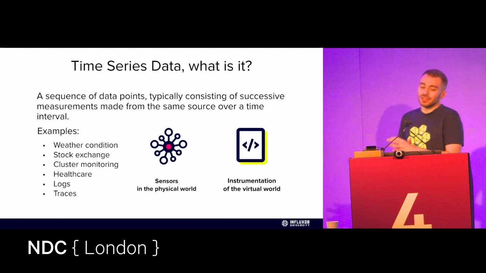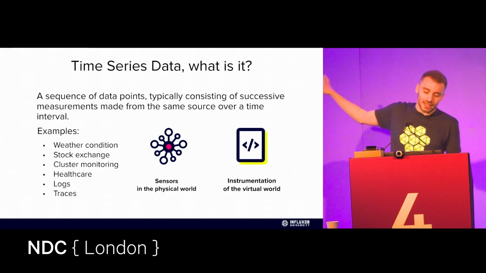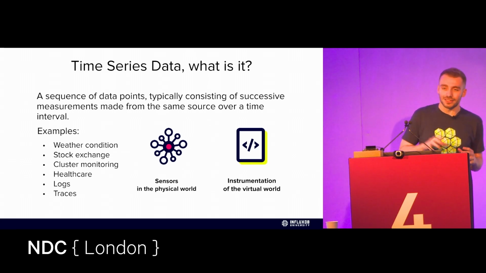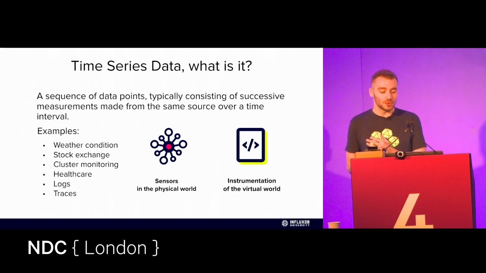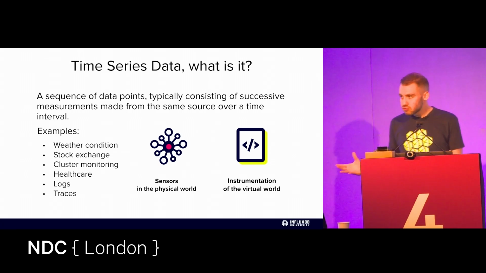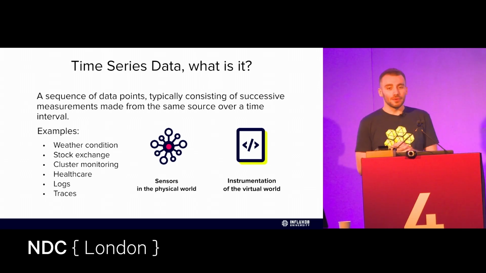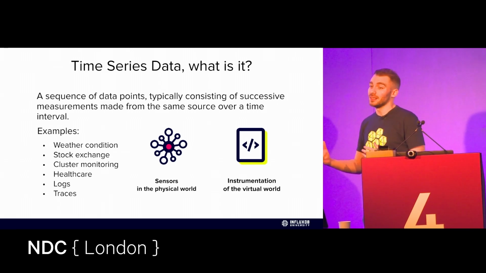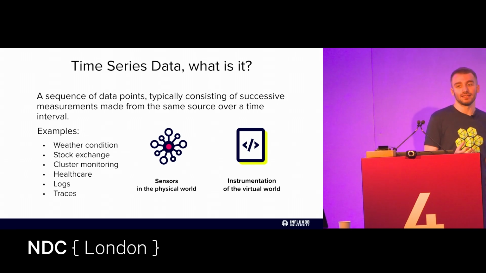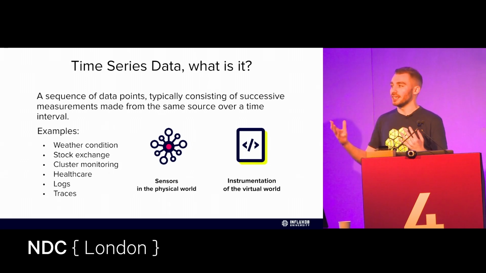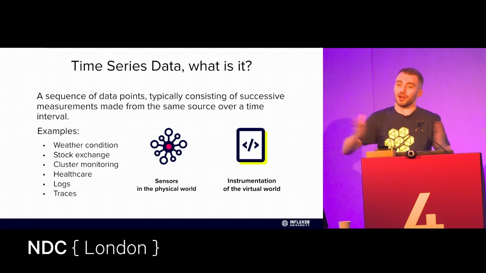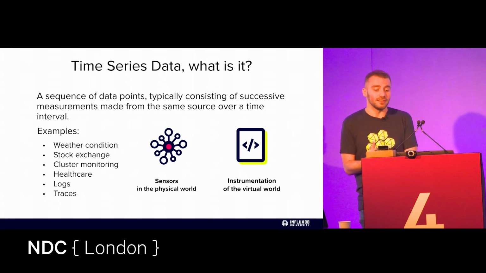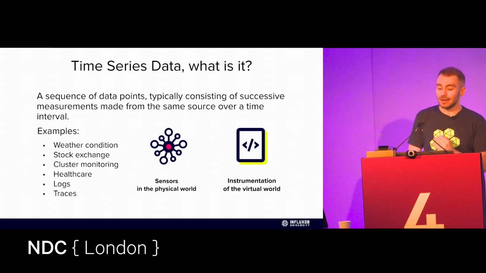So what is time series data? Well, let's first look at the wiki response for it. It's a sequence of data points typically consisting of successive measurements made from the same source over a time interval. That's a lot. So really what we're saying is time series data is data with a timestamp, a Unix timestamp in our case, and it's in either a linear or interval motion that we're trying to measure it over, say, the course of a day, a year, in nanoseconds. That is timestamp data.